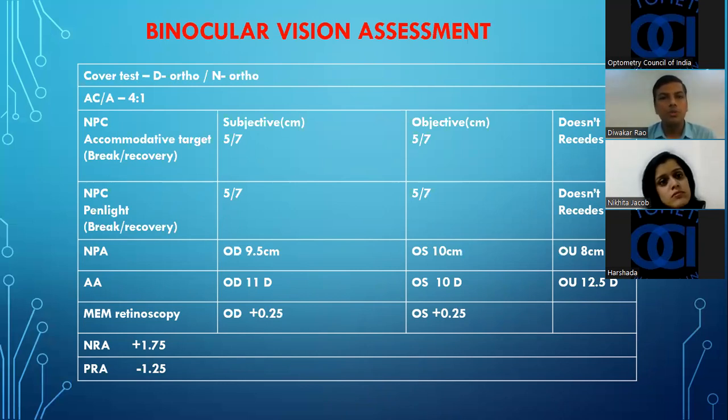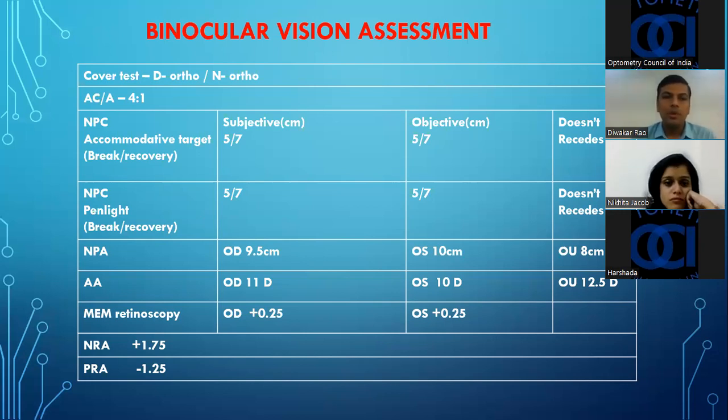AC/A ratio is 4:1. That's within the normal limits. NPC is 5 centimeters with a break and 7 centimeters of recovery, both subjective and objective. NPC with a pen light, that's a non-accommodative target, was the same, 5 centimeters and 7 centimeters, and it doesn't recede when you repeatedly do near point of convergence.